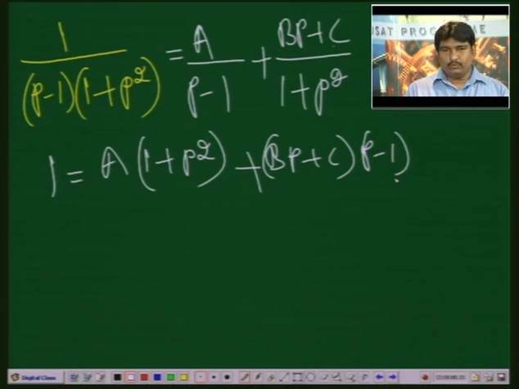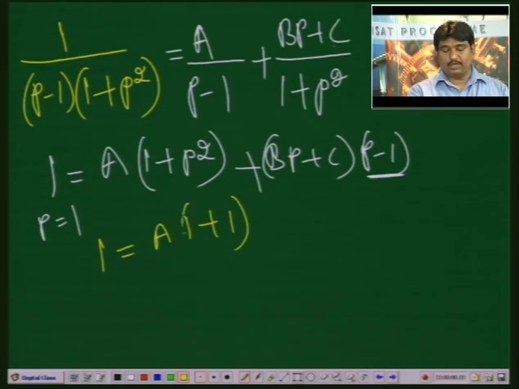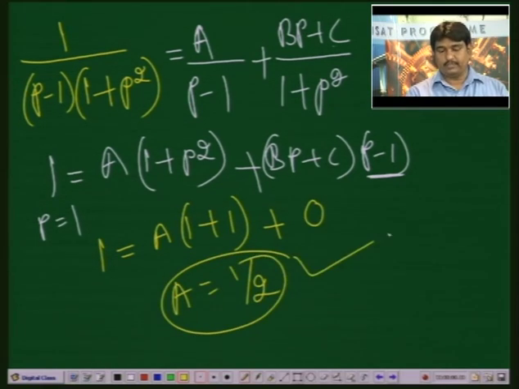You can get one value directly by equating p as 1. If you substitute p equals 1, then you get 1 equals a into 1 plus p square, which is 1 plus 1, and this part is 0, so a is 1 divided by 2. Next, we have 1 plus p square here. You can give arbitrary values for p to get b and c, or else you multiply and equate the coefficients of like powers of p on both sides.